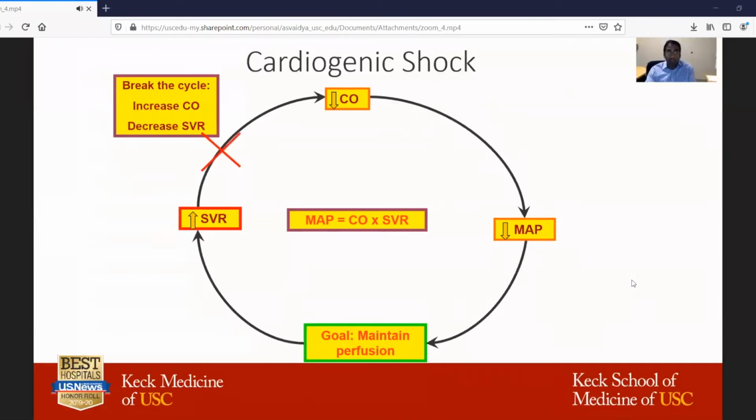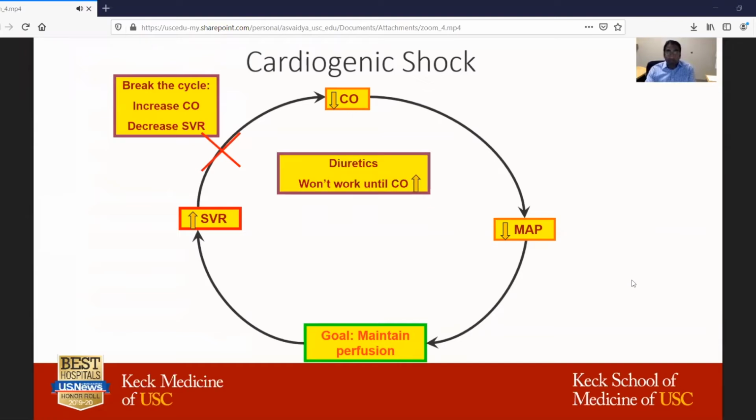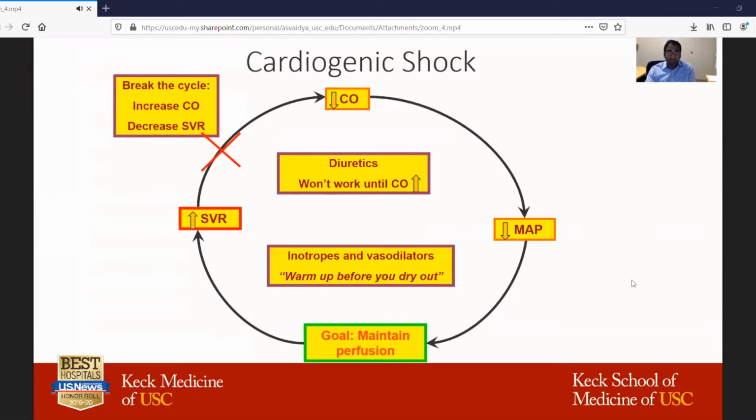So the key here is to break this cycle. You want to target something that can increase cardiac output while also decreasing SVR. It's important to understand that diuretics in this setting won't work until your cardiac output increases. There's an old saying in heart failure that the addition of inotropes and vasodilators in this setting will help you warm up before you dry out.